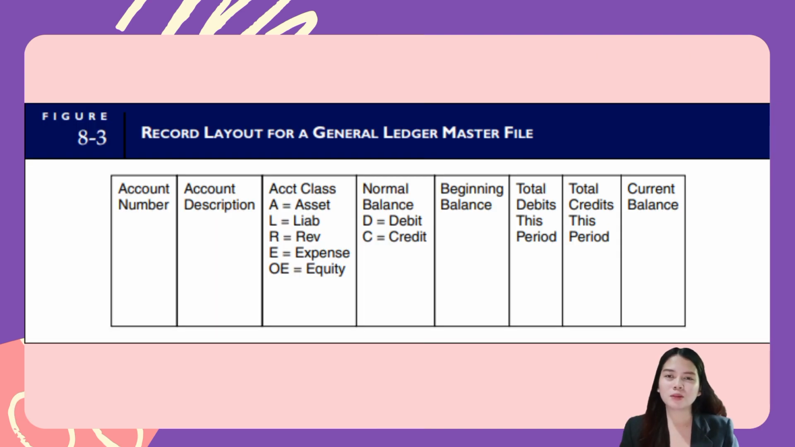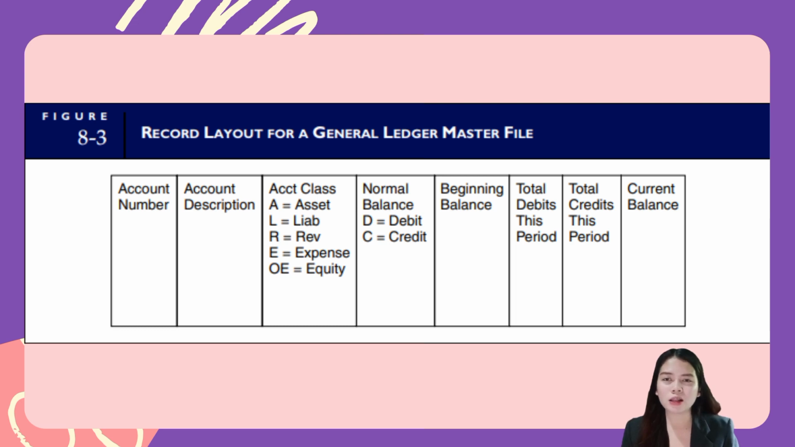The GLS database includes a variety of files, which will vary from firm to firm. The following examples are representative. The General Ledger Master File is the principal file in the GLS database. This file is based on the organization's published chart of accounts.